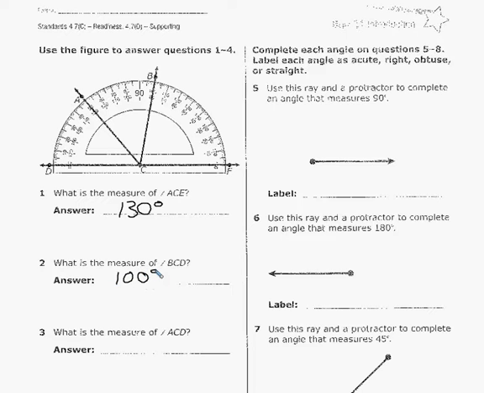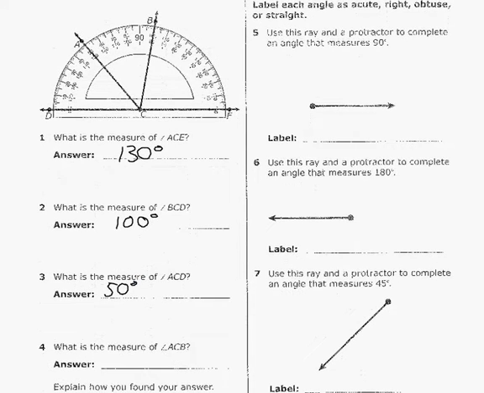Okay, question number 3. What is the measure of angle ACD? ACD. Okay, angle ACD right there. And angle ACD is an acute angle, and ray CA is crossing right at 50 and 130. Since it's acute, I know it's going to be 50 degrees. Okay, and question number 4. Okay, what is the measure of angle ACB?